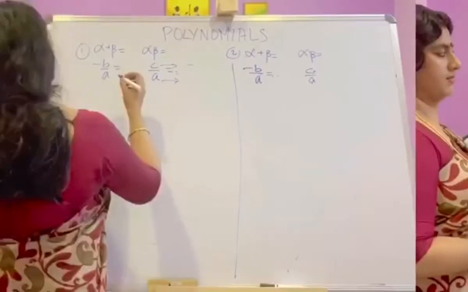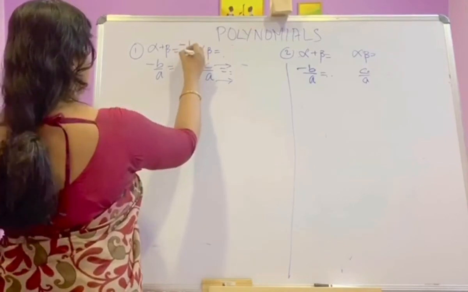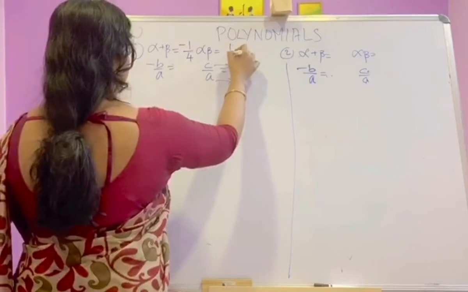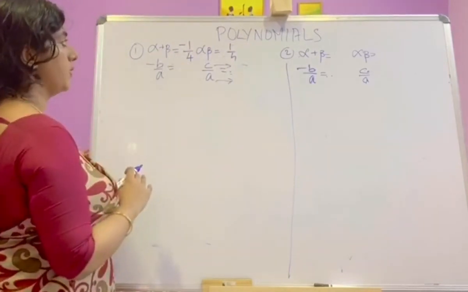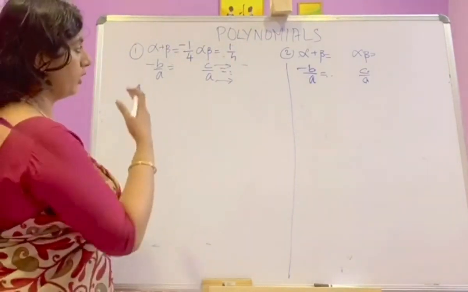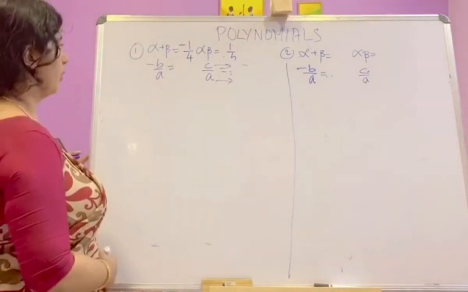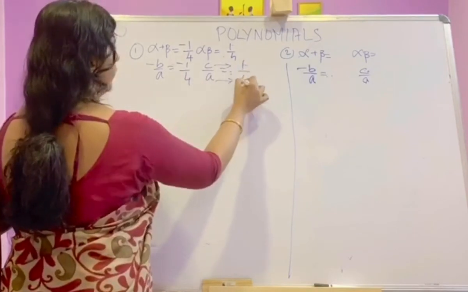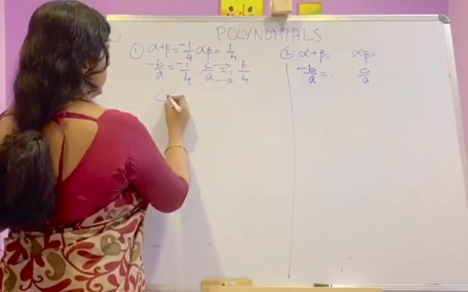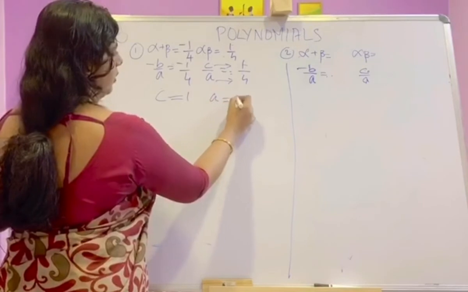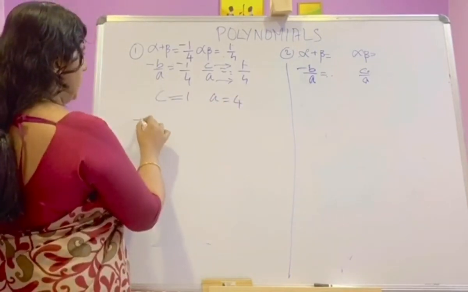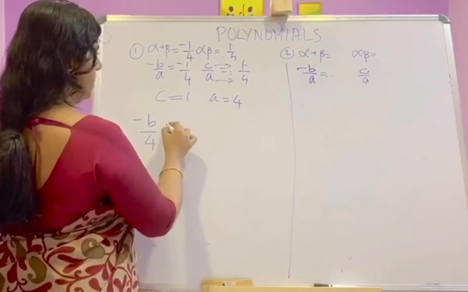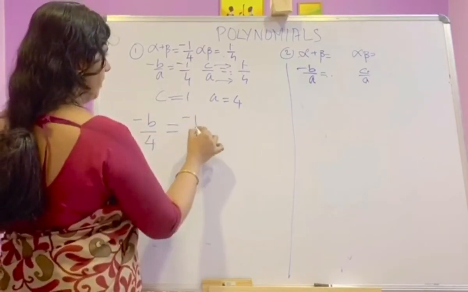Now next, alpha plus beta is negative 1 by 4. Alpha into beta is 1 by 4. That is sum of the zeros is negative 1 by 4 and product of the zeros is 1 by 4. So negative b by a, negative 1 by 4 and c by a, 1 by 4. Here let us consider this. C equal to 1, a equal to 4. Now here negative b by a, that is negative b by 4, is equal to negative 1 by 4.